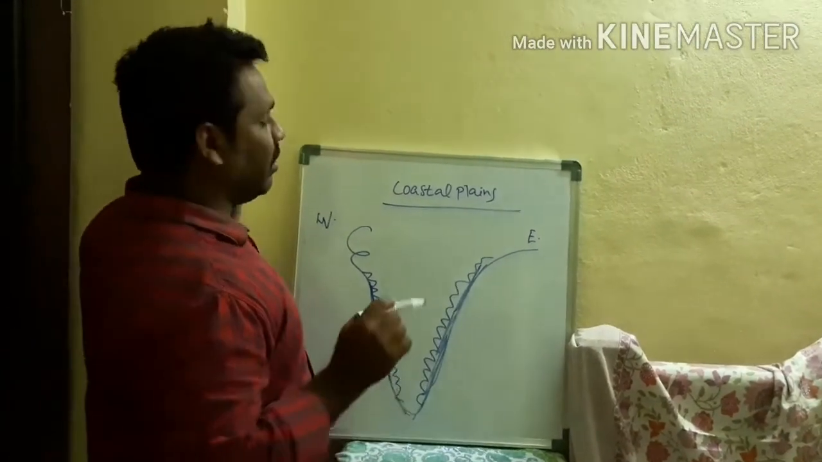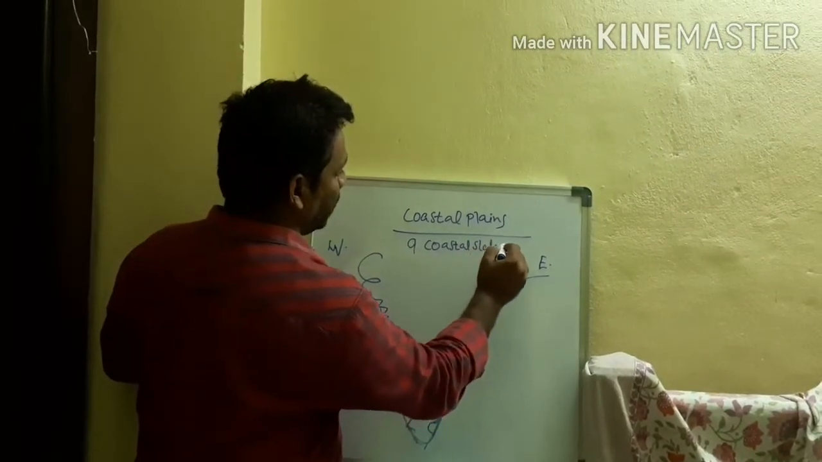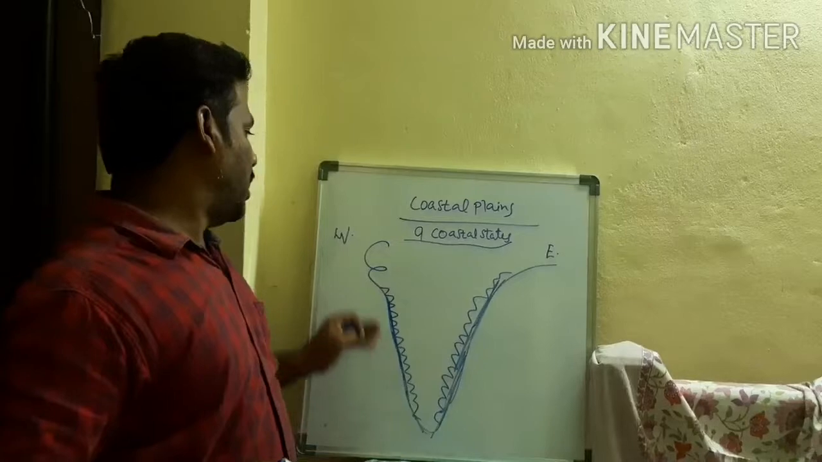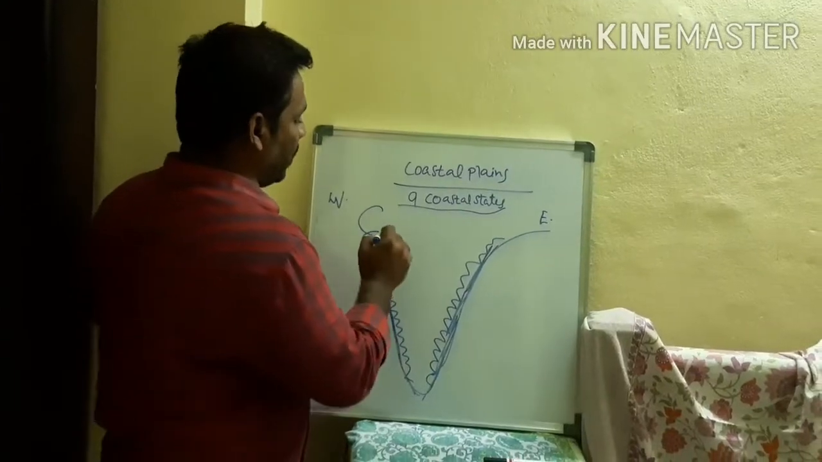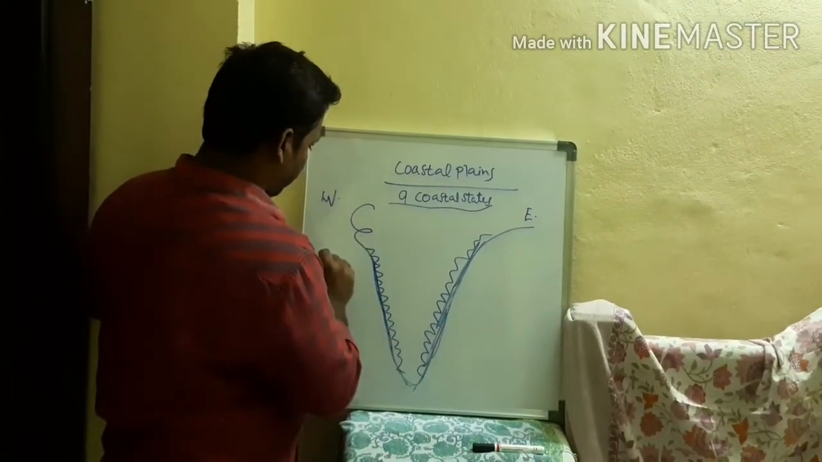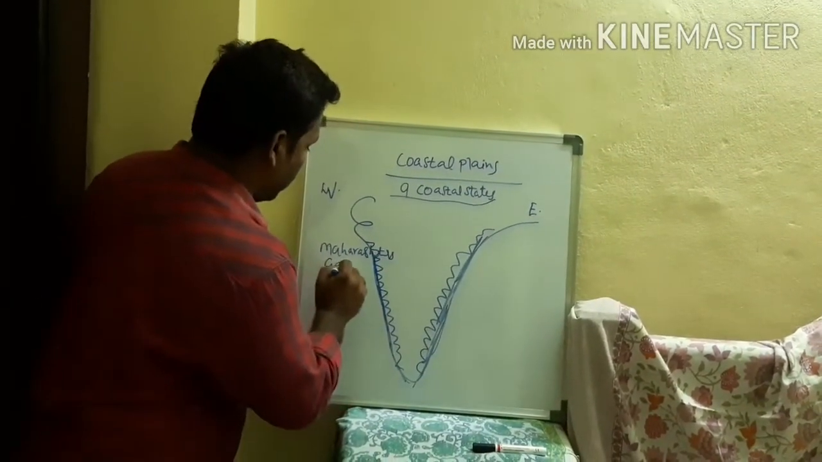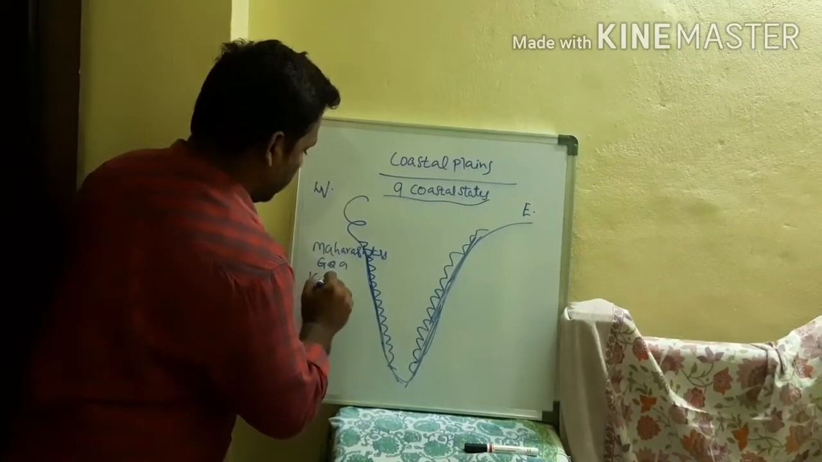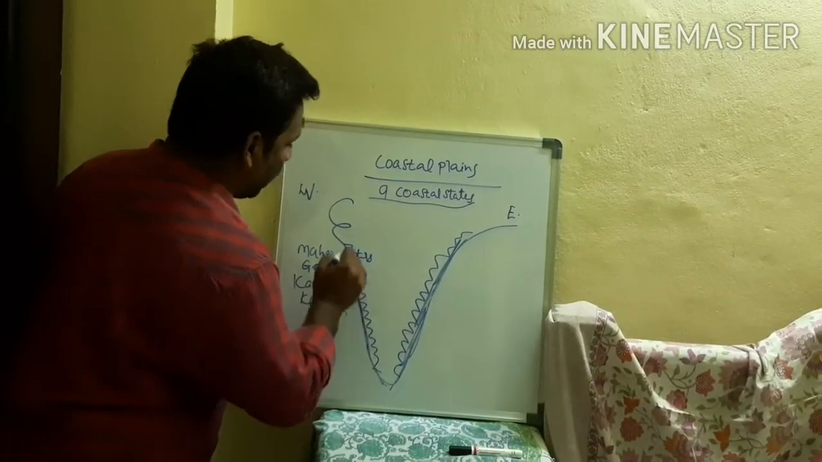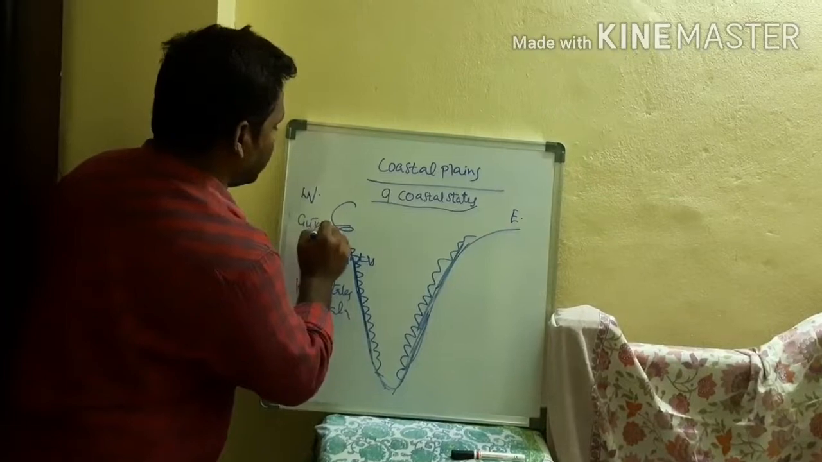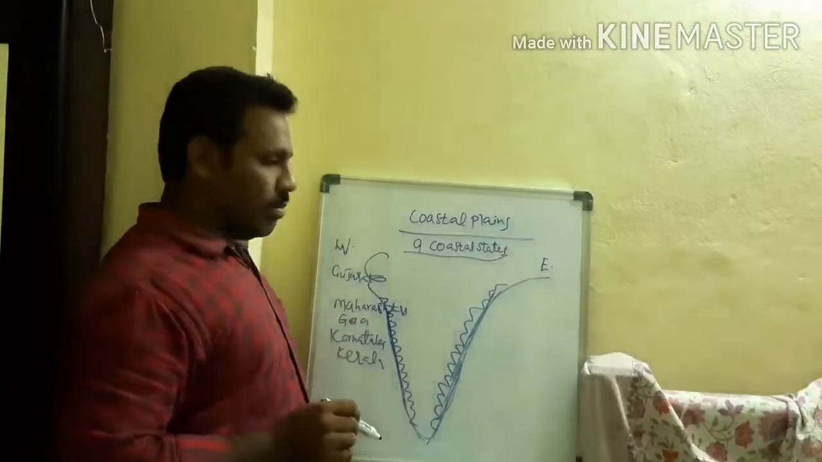Coming to the next part, in our country we have 9 coastal states. How many? 9 coastal states. We can divide them into two branches: the western part and the eastern part. Which states come under the western part? Maharashtra, Goa, Karnataka, Kerala. Gujarat also, which is not mentioned in our textbook, but we can take it. Gujarat also comes in the western coastal plains.